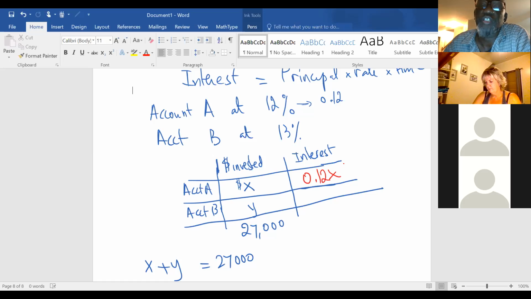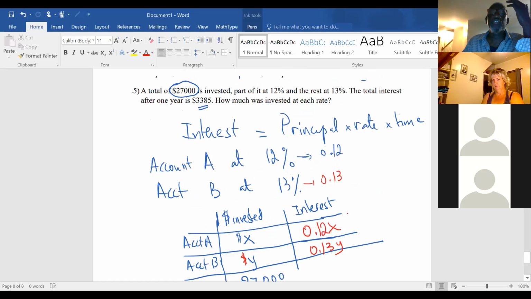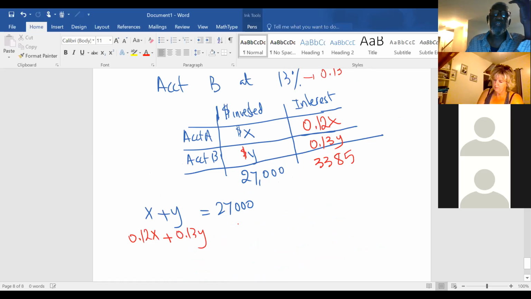Account B is at 13%, which as a decimal is 0.13. If we invested Y dollars, what's the interest generated after 1 year? 0.13Y. Now, after 1 year, what was the total interest generated from the two accounts? 3,385. So my second equation will be 0.12x plus 0.13y is equal to 3385.